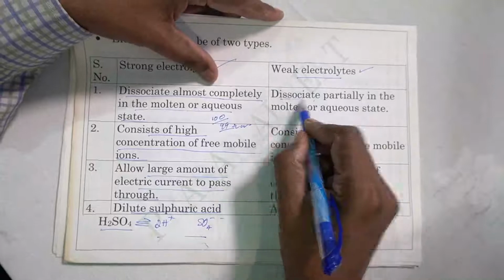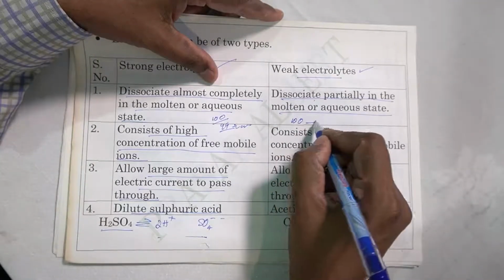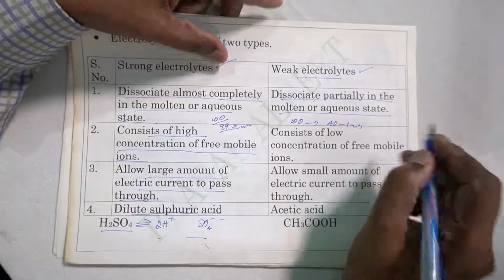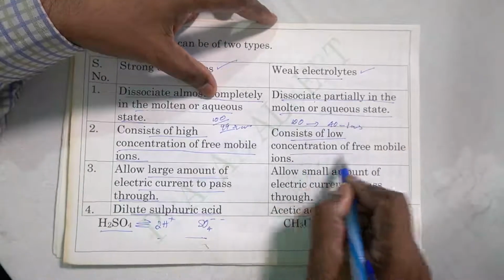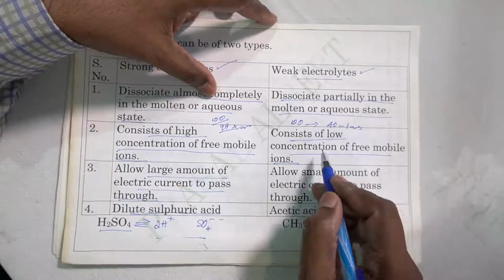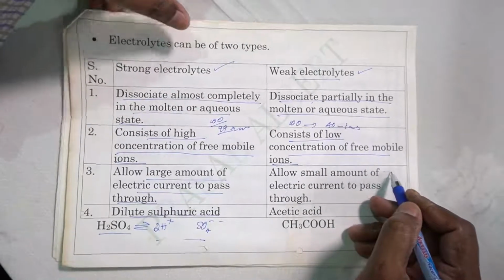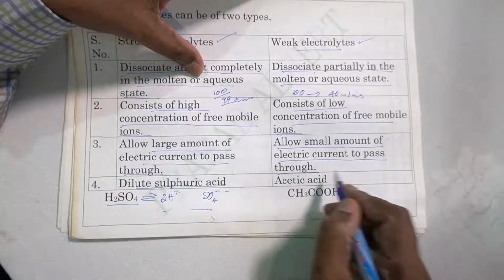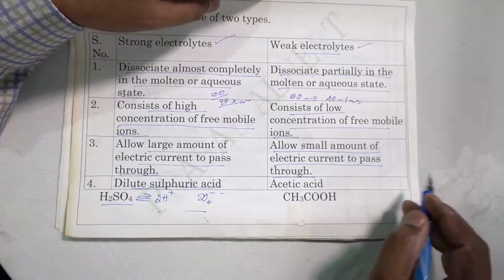They dissociate partially in the molten or aqueous state. As I said, if there are 100 molecules, only about 40 molecules split into ions. The remaining molecules remain as they are. They don't split into ions. So they consist of a low concentration of free mobile ions. At the same time, there are also unionized molecules, and the amount of ions is very low, and therefore they allow a small amount of electric current to pass through. Because of this, the current passed is low, because of the small amount of free mobile ions.